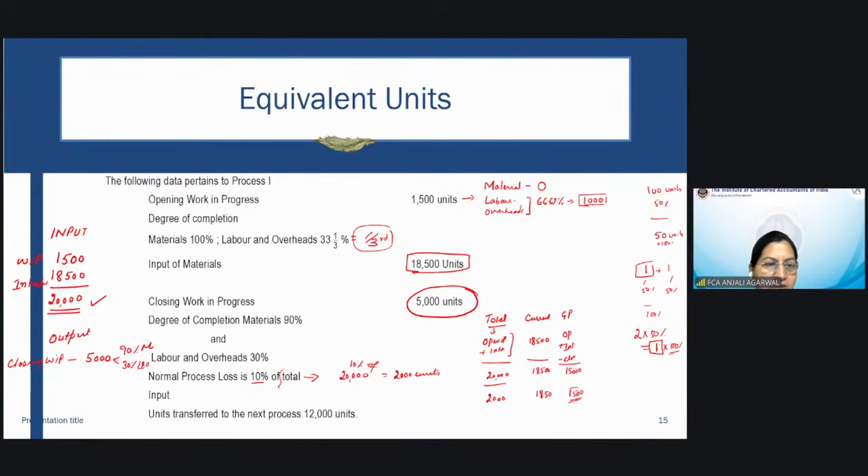So if I take it as 10% of total input, I see that out of the 20,000 units, 2,000 units should have gone as normal loss. So out of 20,000, I know the details of 7,000. So 20 minus 7, that means I should have an output of 13,000 units.